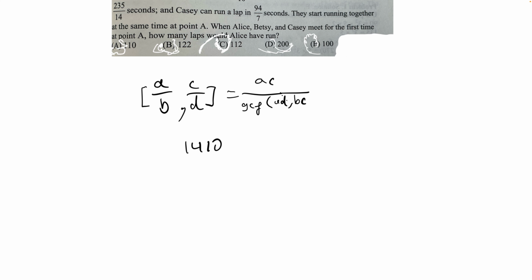We get 1410 is our lowest common multiple. So it will be 1410 seconds when they meet again. And since Alice will have run 141 over 10, when you divide like this, you get this equal to 100 laps, which is the N1E here, and that is our brilliant answer.